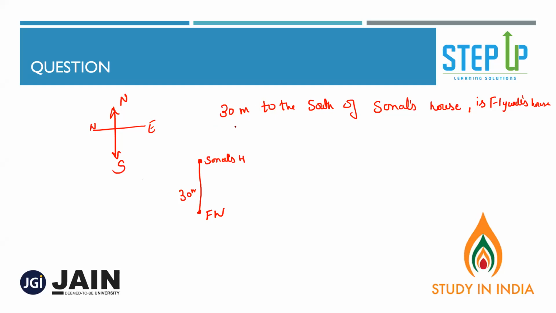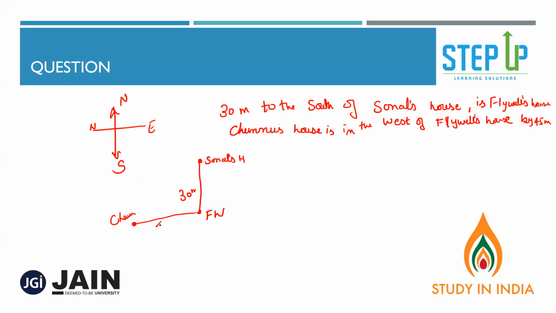Now, if I say Chunnu's house is in the west of Flywell's house by 45 meters, so this will be Chunnu's house, 45 meters west. West is this side. All right. I'll give Manish one minute. So I hope this point is getting clear to you all.